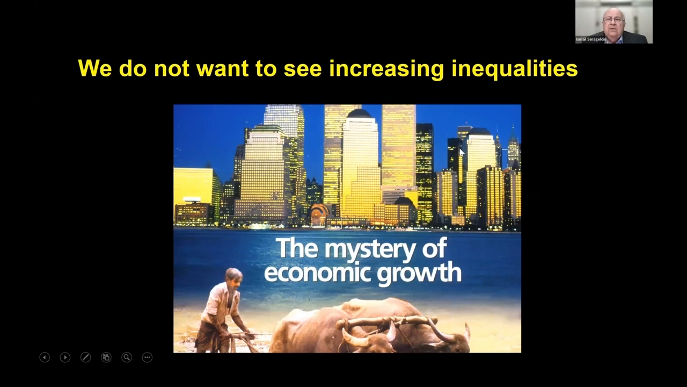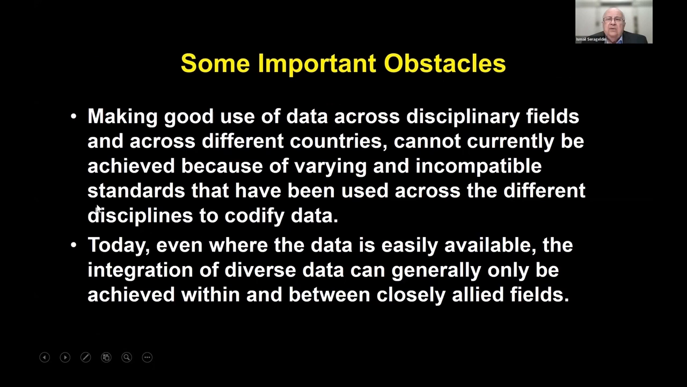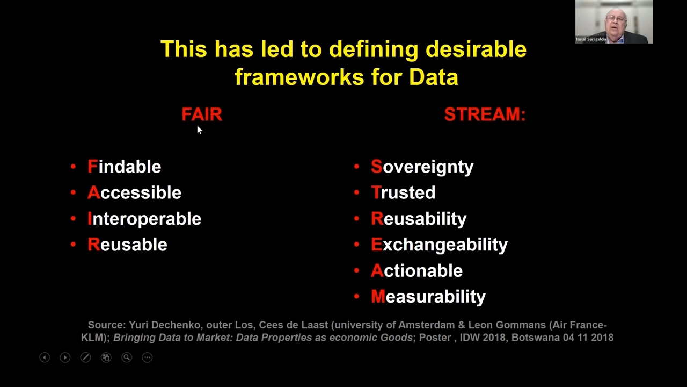So important obstacles are that we need to make good use of data resources, and disciplinarity and data across different countries cannot easily be achieved because of varying and incompatible standards. But that is something the scientific community can handle. And even where the data is easily available, integration can only be achieved usually within and between closely allied fields. And therefore, we have defined ways of thinking about the data. We say FAIR, which means it has to be findable, accessible, interoperable, reusable, and TRUST: sovereignty, trusted, reusability, exchangeability, actionable, and measurability. All very nice.